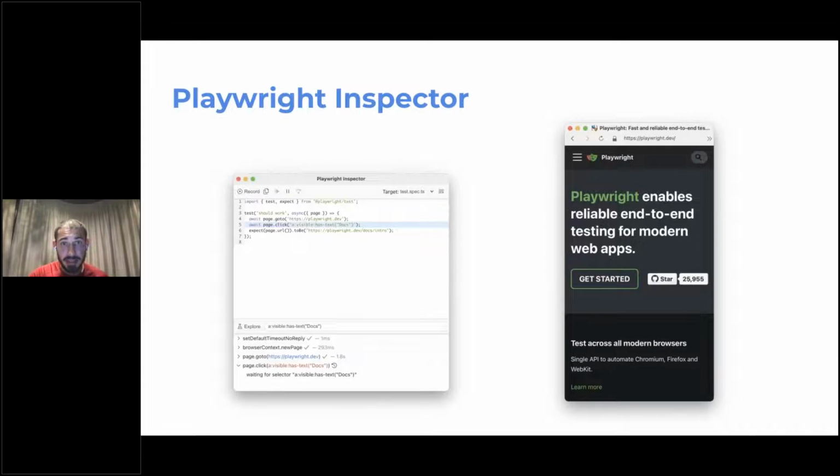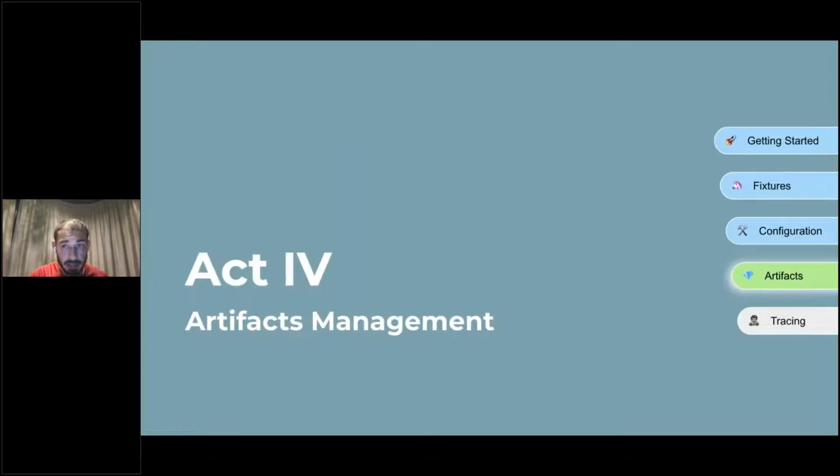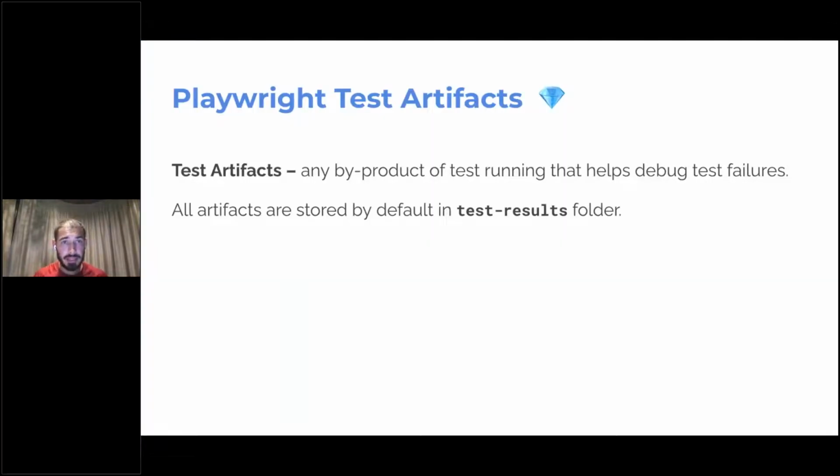Okay, so this naturally brings us to test artifacts, or artifact management. So test artifacts, what is it? It's a byproduct of test running that helps us debug test failures. So this is something we can store after each test has failed so that we can do post-mortem later on. In Playwright Test, all artifacts are stored by default in the test results folder. And we have three types of artifacts.